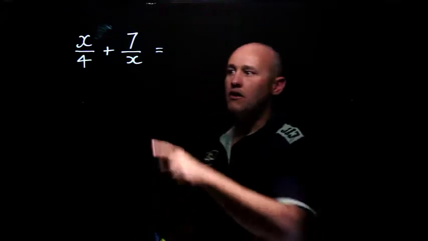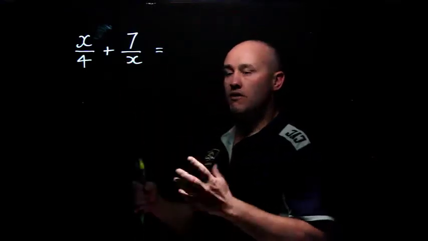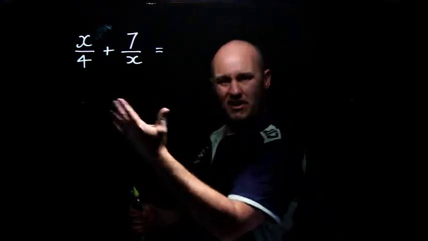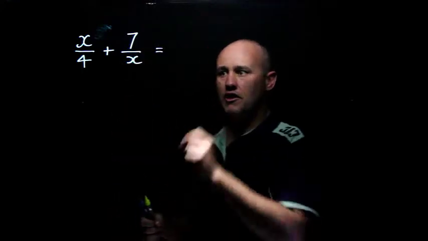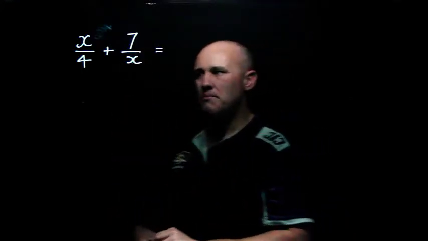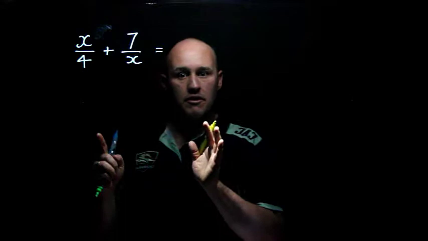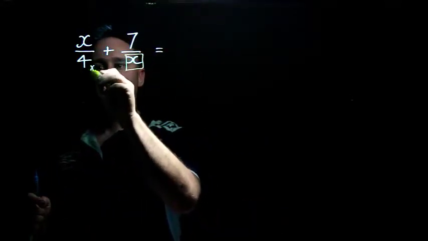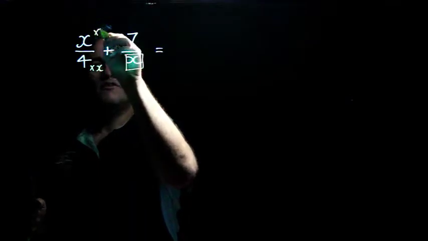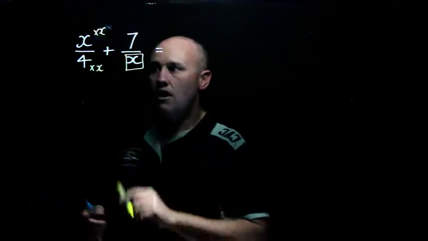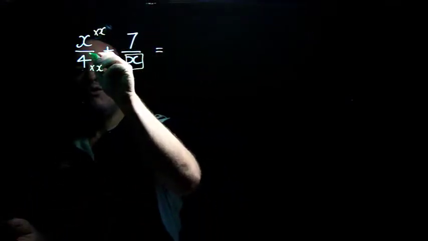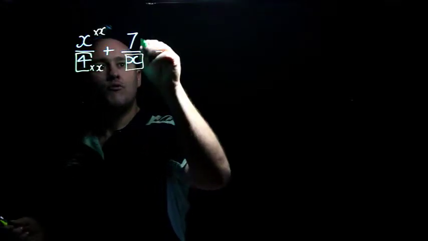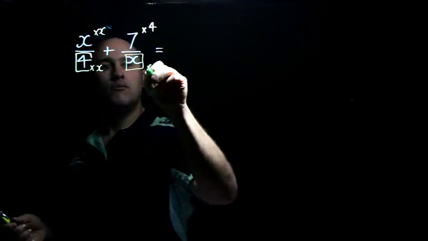Okay, and welcome back. So you'll see here I've got another example. And this time I've made it a little bit harder by putting an x in the numerator and an x in the denominator. But it's not that bad. So again, we're looking for the lowest common multiple as our denominator. And we've got an x there. So I multiply this side by x and this side by x. And over here I've got a 4. And so I multiply this side by 4 and this side by 4.